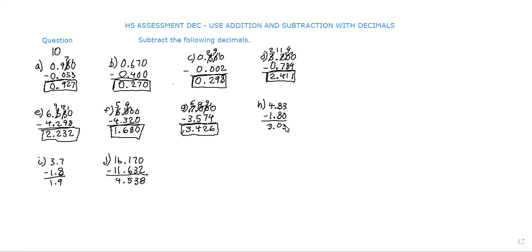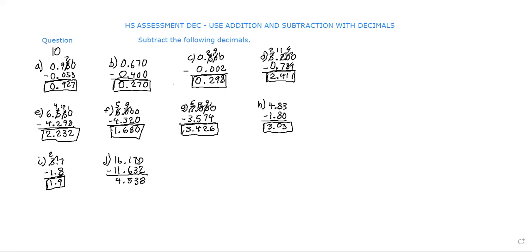Okay, now we do the next one. 3 minus 0 is 3. 8 minus 8 is 0. And 4 minus 1 is 3. So our answer is going to be 3.03. We go to I. 7 minus 8, we can't do that. We have to borrow. So we're going to go to the place value on the left, which is 3. Borrow that 1. And now 17 minus 8 is going to give us 9. And 2 minus 1 gives us 1. So our answer will be 1.9.